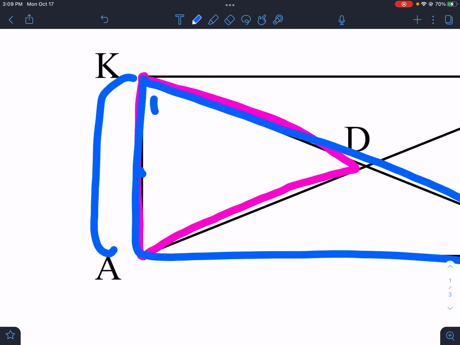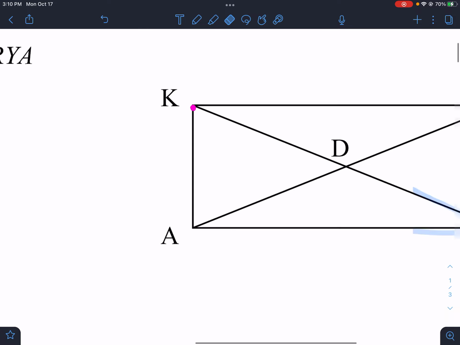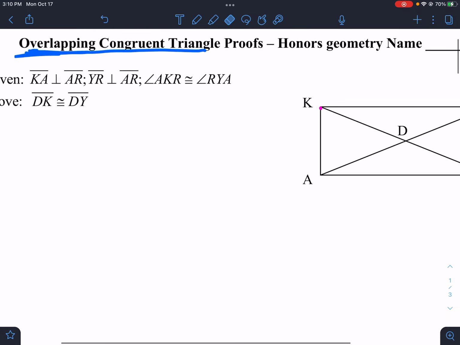But what about this angle up here? I'm going to call it angle 1. Do both triangles use that angle? Yes, that would be another overlapping part. So seeing where and how triangles overlap, that's going to be a big key to being successful in these proofs.